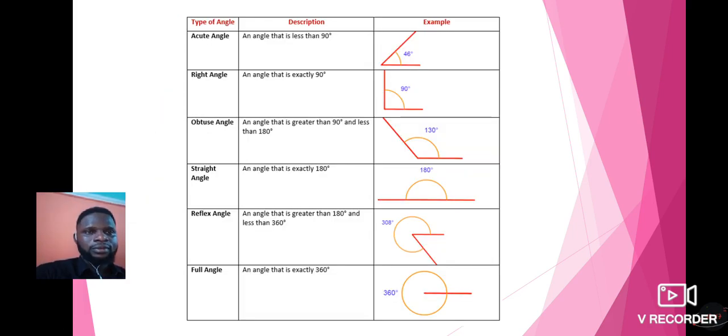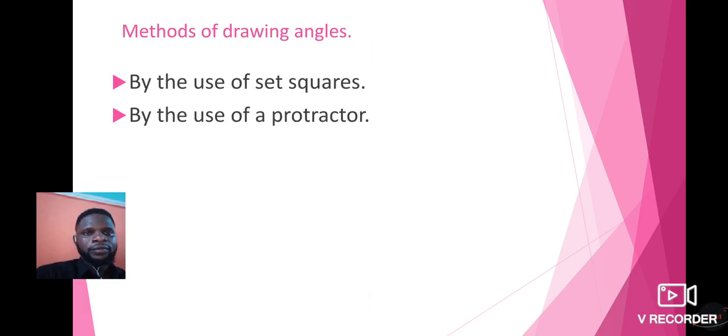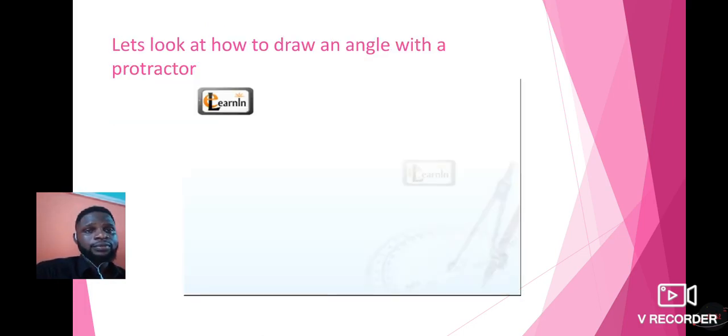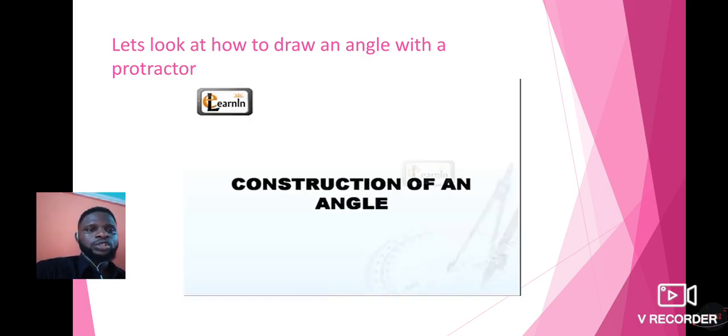These are still types of angles. Methods of drawing angles: the first one is by the use of set squares, and the second one is by the use of a protractor. How to draw an angle with a protractor. Let's watch. Construction of an angle.